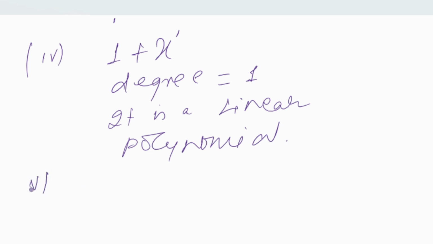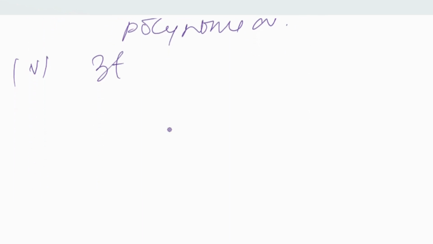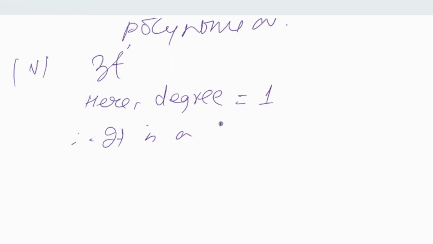Let's see question number 5. 3t. 3t means, what is the variable here? t is the variable here. And what is the power? 1. So therefore here the degree equals 1. Therefore it is a linear polynomial. Okay, number 6.